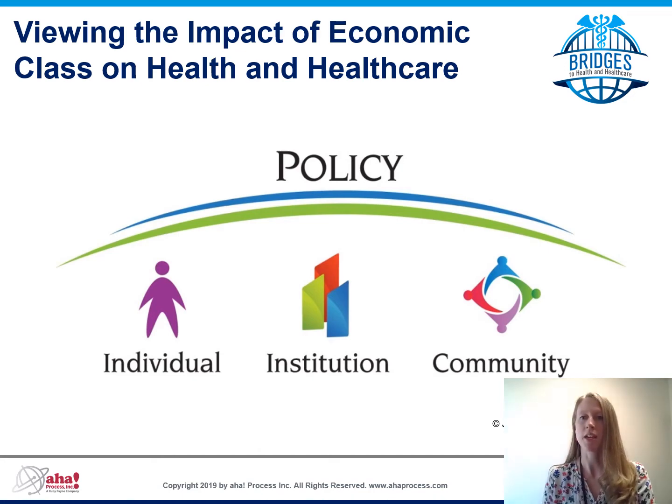One way we can think about how economic class and healthcare intersect is through the four lenses. In other words, healthcare happens on an individual level, an institutional level, the community level, and a policy level, the latter of which, through county, state, and federal policies, impacts all other lenses.